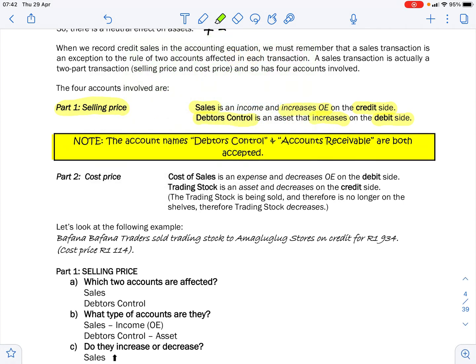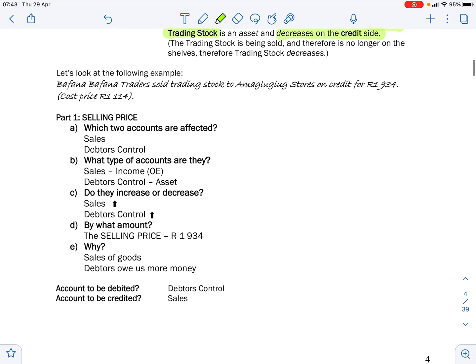So that's part 1. It should look like the following. We then have part 2, which is cost of sales, an expense that decreases owner's equity on the debit side. And we have trading stock, an asset that decreases on the credit side. Okay? The trading stock is being sold and therefore is no longer on the shelves.